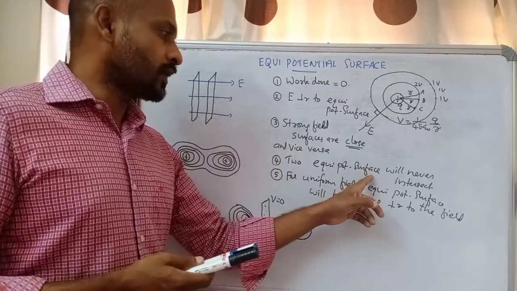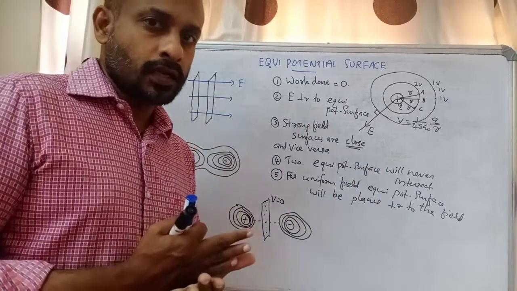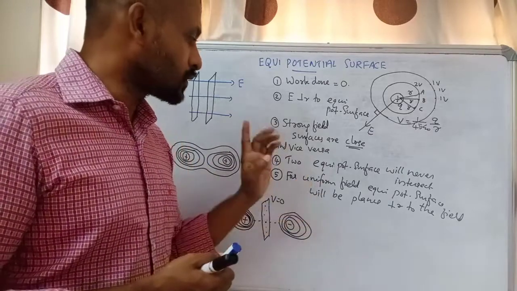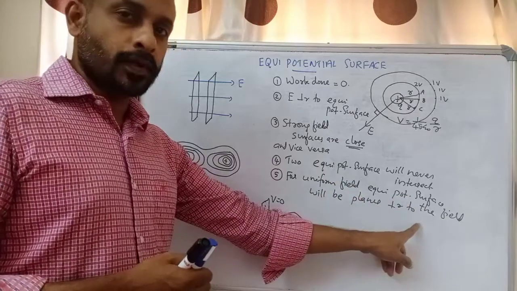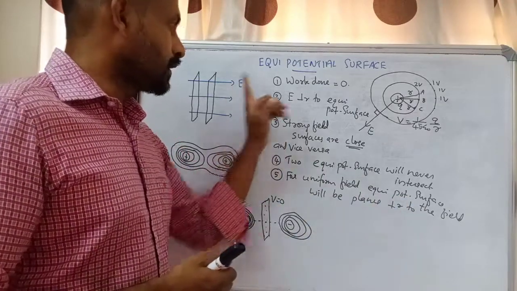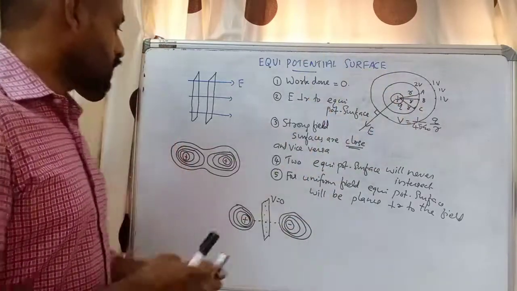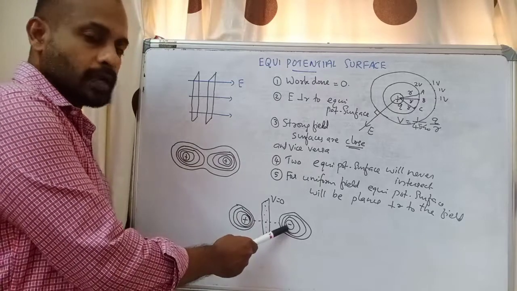Fourth, two equipotential surfaces will never intersect each other, because if they intersect, at each and every point of intersection there would be 2 values for potential. That is practically impossible. Fifth, for a uniform field, equipotential surfaces will be planes perpendicular to the field, as you can see here. And for an isolated charge, the equipotential surfaces will be concentric spheres. And this is for a system of 2 positive charges, and this is for a positive and a negative charge, meaning a dipole.